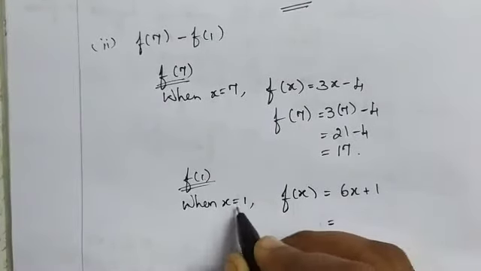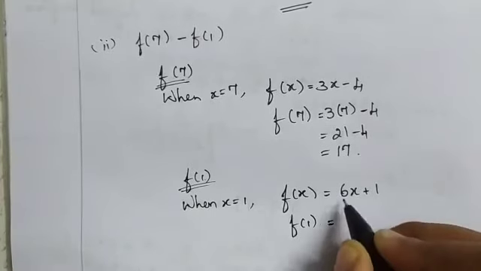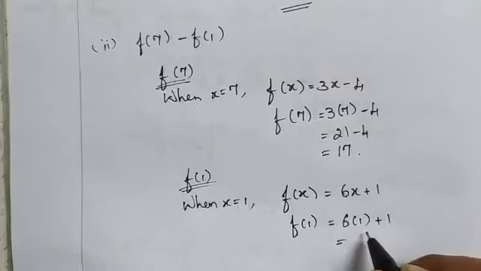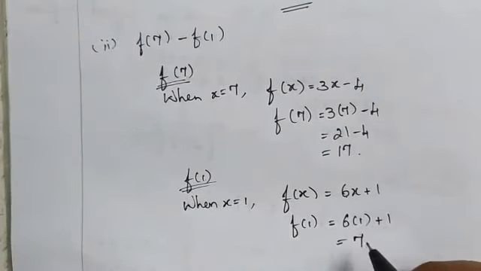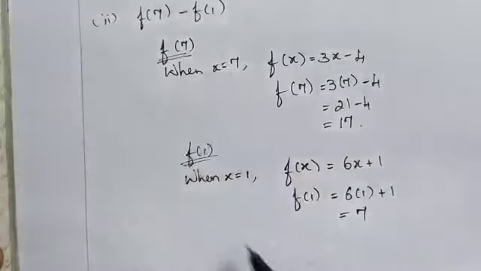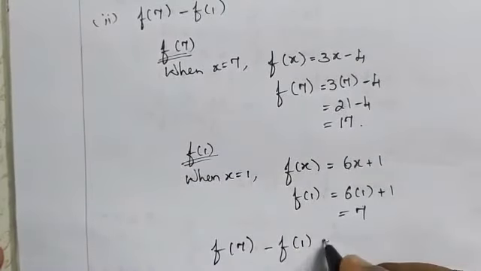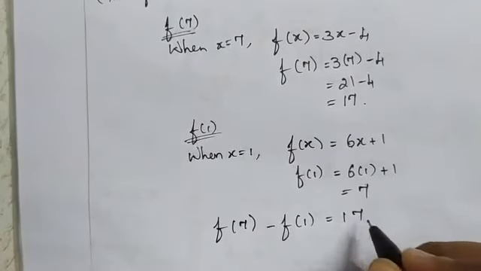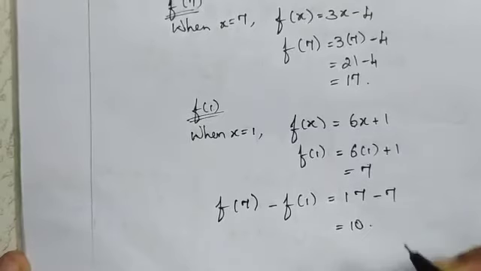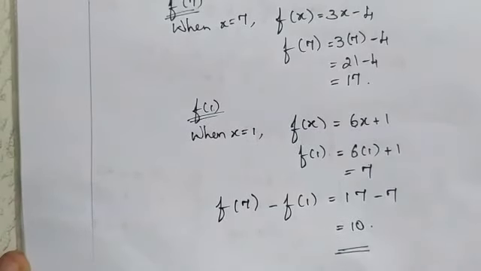In the place of x, 1. f of 1 is equal to 6 into 1 plus 1. 6 into 1 is 6, 6 plus 1 is 7. Now find f of 7 minus f of 1, which is equal to 17 minus 7, that is equal to 10. This is the second part. Now find the third.